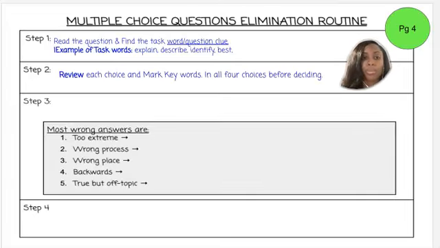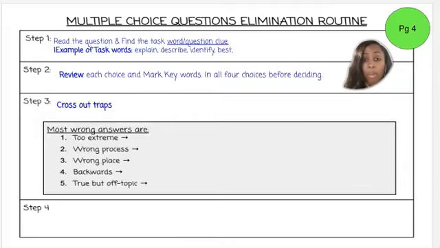Next thing you're going to do is you're going to review each of the answer choices and you're going to mark those keywords, but do not start crossing things out immediately. You want to make sure that you look through all 4 choices before you decide what to remove. So after you reviewed all of the choices, you're going to begin by crossing out the traps.